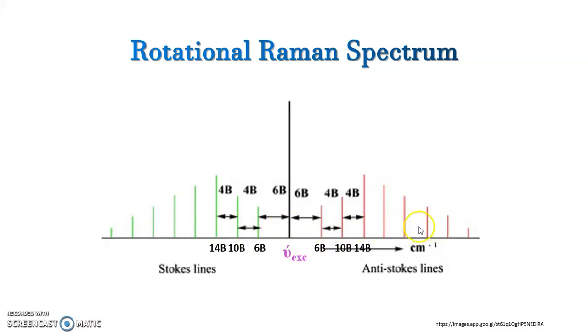The relative intensities of the lines are indicated. As you can see, there is a difference in the height of the peaks or lines. That is, the relative intensities are indicated assuming the population of various rotational levels. Thus, the rotational Raman spectrum of a linear diatomic molecule consists of a series of lines with constant gap 4B centimeter inverse on either side of the excitation wavelength of the radiation.